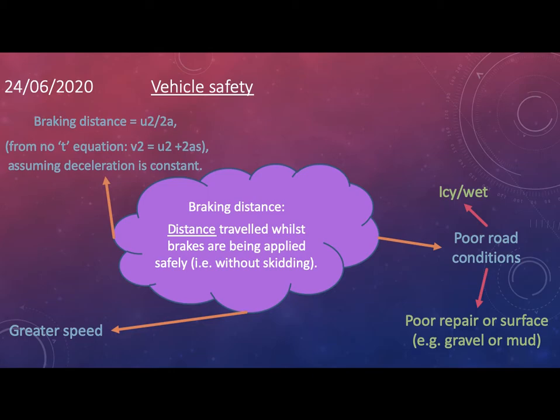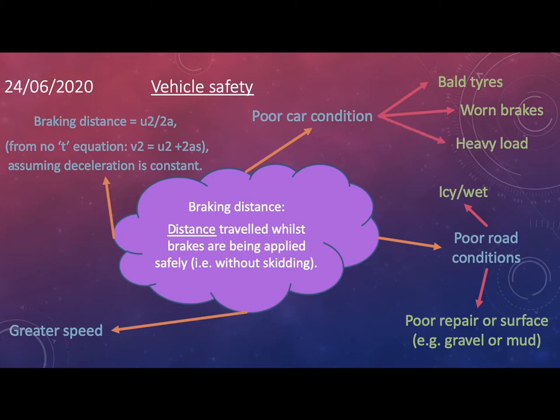In addition to the road itself, there could be the car. So the poor car condition is to do with friction, isn't it? So we're thinking bald tyres. If your tyres are worn, then your car's not going to stop as well. Worn brakes, that should go without saying, shouldn't it? If you've got worn brake pads, you're not going to be able to stop as well. And also a heavy load.